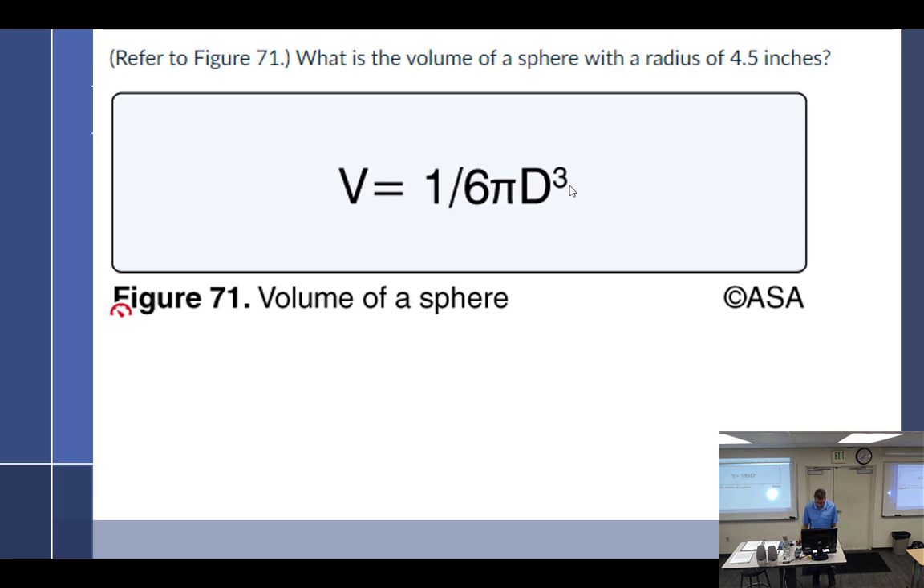The problem gives the formula, so all you have to do is plug it in. Refer to figure 71. What is the volume of a sphere with a radius of 4.5 inches? So we just plug in the formula. Volume equals 1/6 pi times the diameter cubed. What's the diameter? 9 cubed.